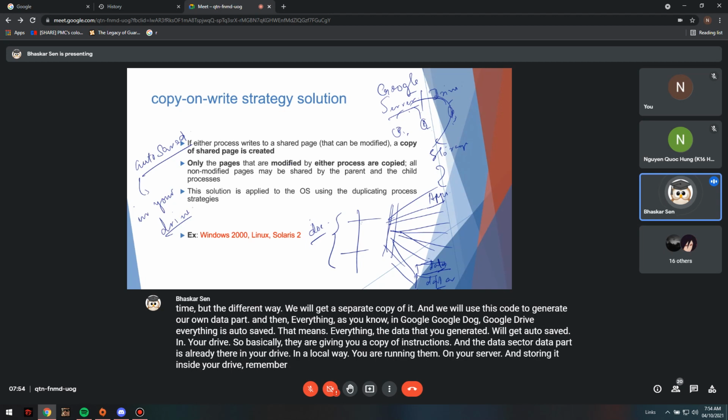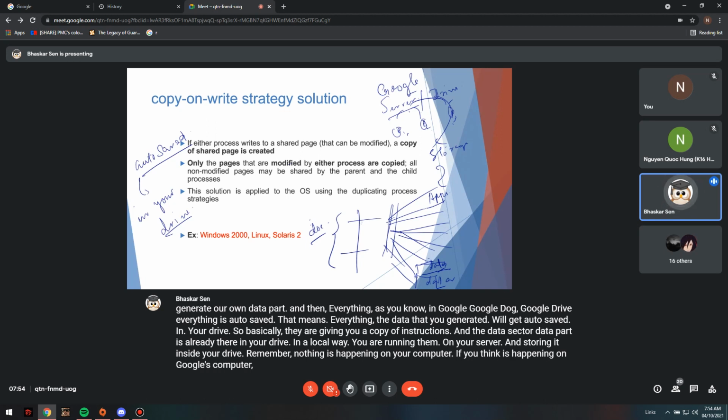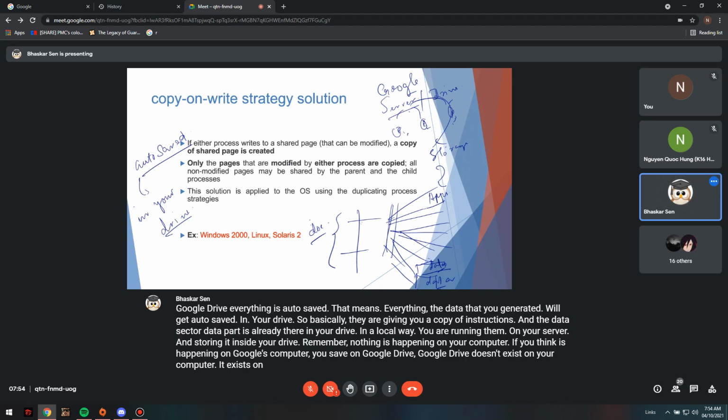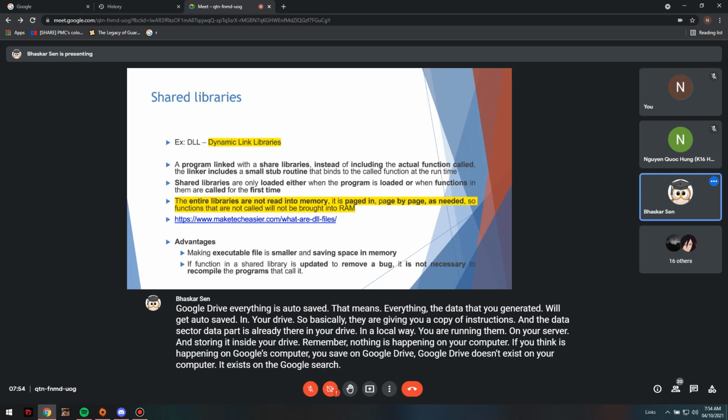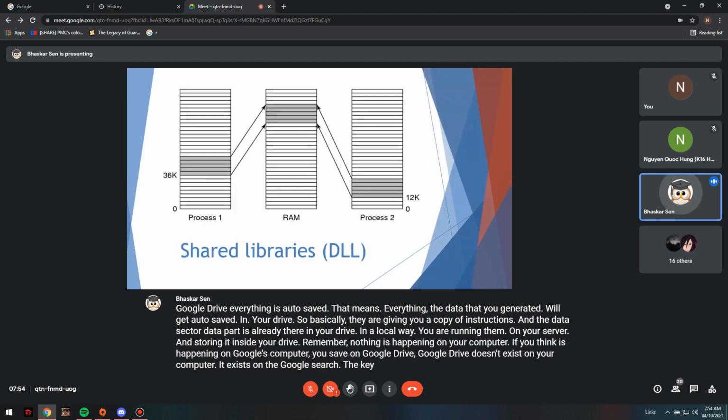Remember, nothing is happening on your computer. Everything is happening on Google's computer. You save on Google Drive. The Google Drive doesn't exist on your computer. It exists on the Google server. The key benefit of shared file is right here. That is one of the things that we discussed.